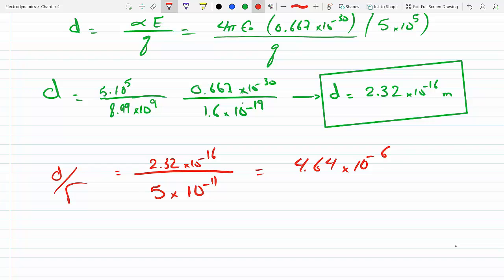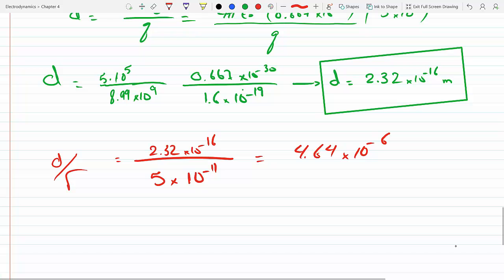So that means, if you do this the other way around and take the reciprocal, it's about 1 over 5 times 10 to the 6. So R is on the order of 100,000 times more than the amount of separation, almost 100,000 more. Okay, so that's why these are really minute.